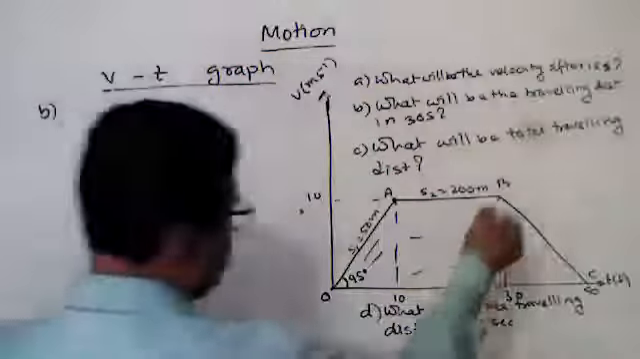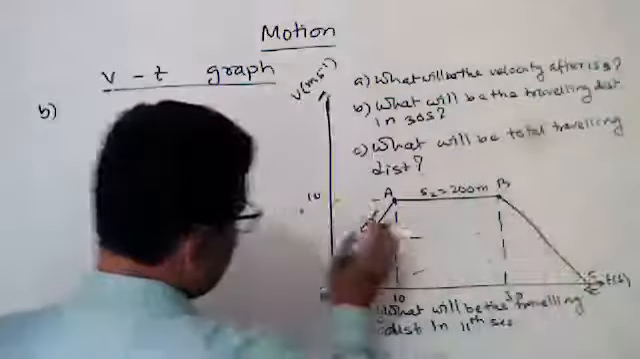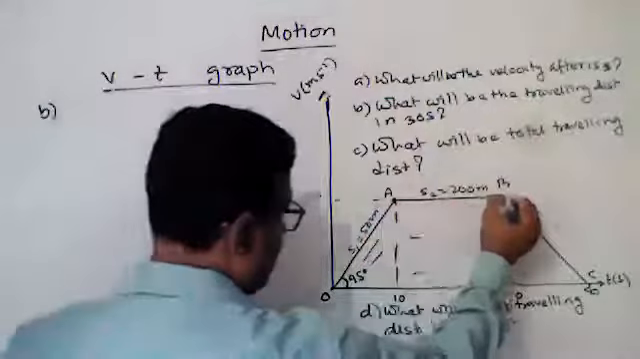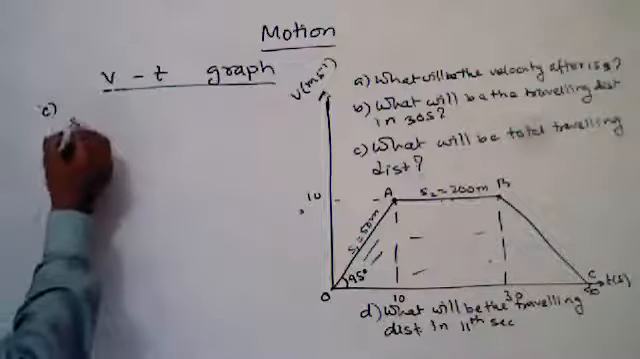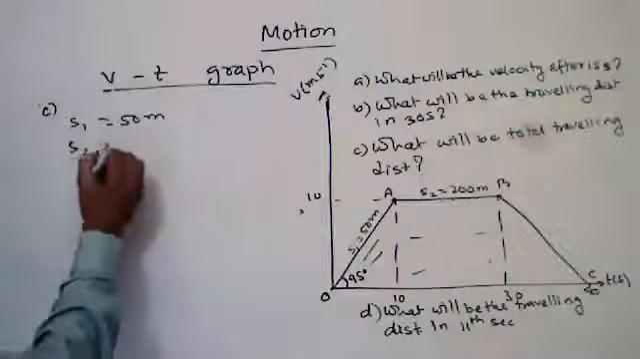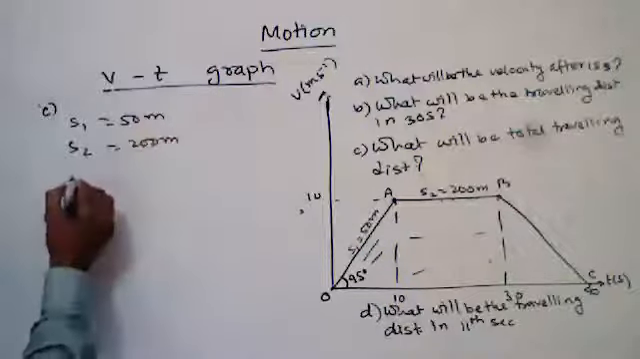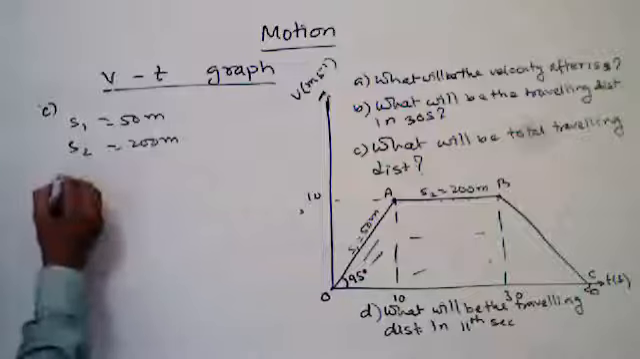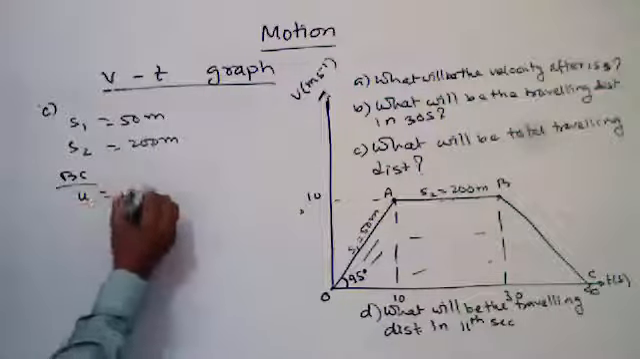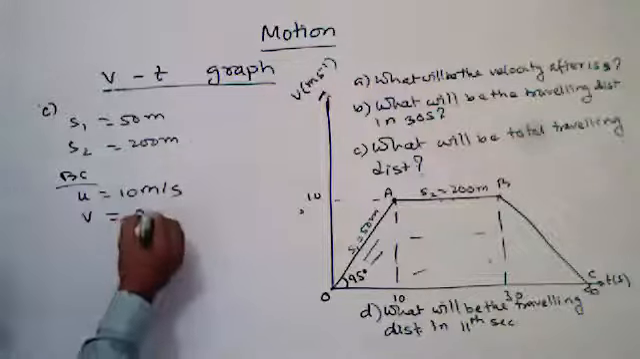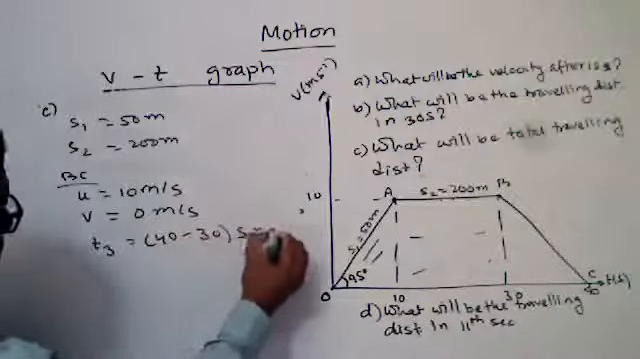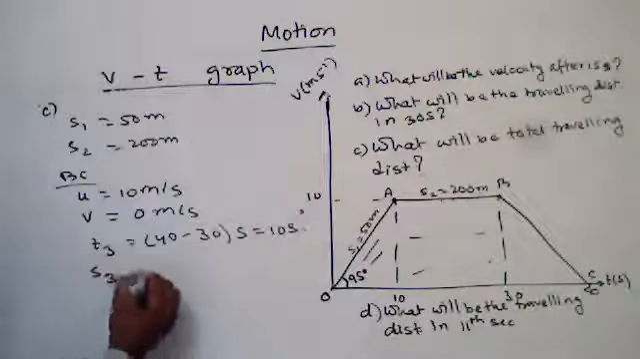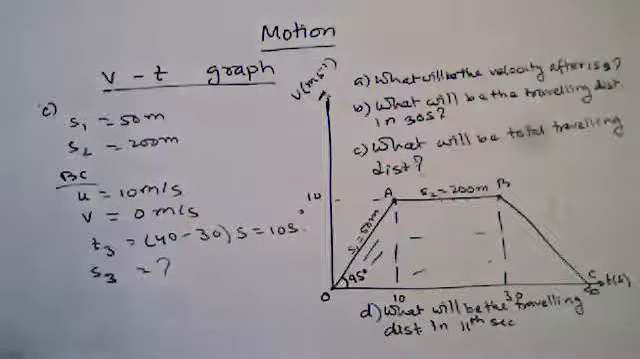In these cases, we had the initial velocity. This velocity is 10, 10, also 10 for the third portion. So we know S1 equals 50 meters, S2 equals 200 meters. So here for BC, U equals 10 meters per second and V equals 0 meters per second, and T3 equals 40 minus 30 seconds, that means 10 seconds. So S3 equals what? Now you can determine S3.